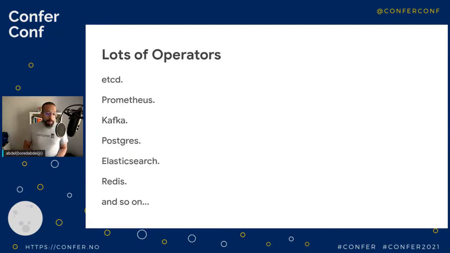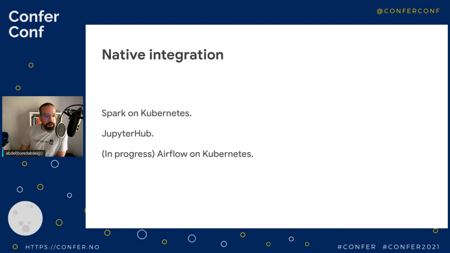There are a lot of operators in the market out there. ACCD is one of them. Surprisingly, ACCD is one of the most common things in the data space, but Kubernetes itself uses ACCD. What I mean here is the ACCD that you can run on top of Kubernetes, not the one that is already built in. You have Prometheus, Kafka, Postgres, Elasticsearch, Redis, and so on and so forth. These are already written, open source operators, and you can also write your own.